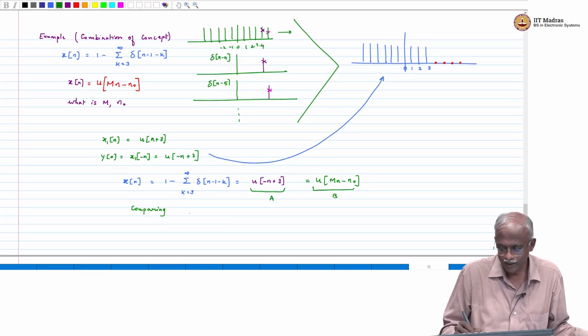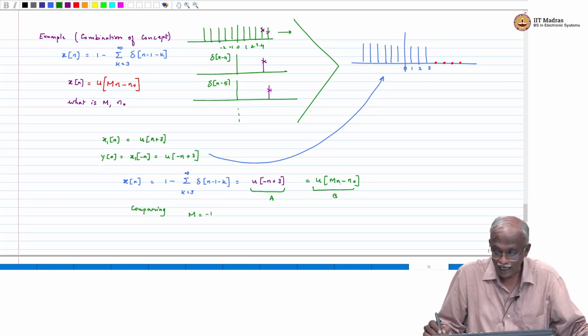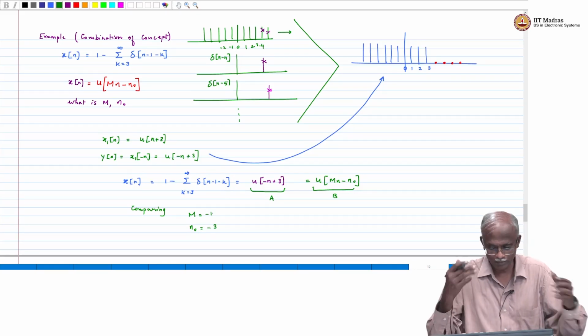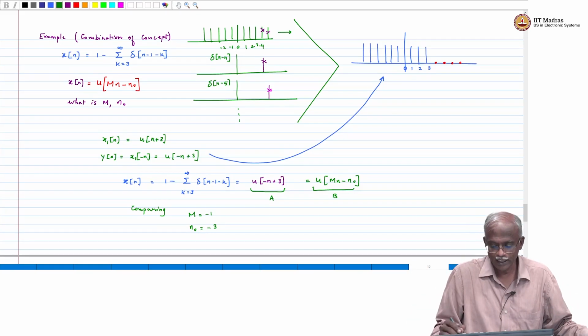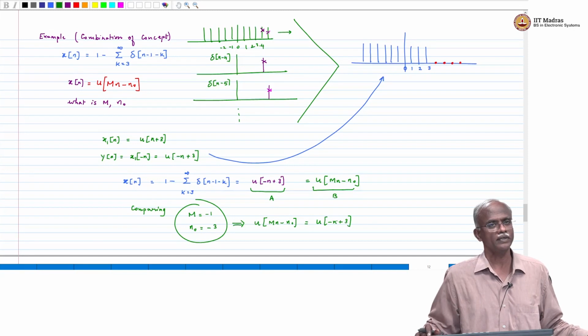Then what do you get? M is equal to minus 1. That's the time reversal, right? That is what is producing for you the time reversal. And what is n naught? Don't make a mistake, it is not plus 3. Basically, in order to get this particular expression, n naught has to be minus 3, because minus of minus 3 will give you a plus 3. Then if you substitute these two values, u of M n minus n naught will be the same as u of minus n plus 3, and that is the sequence that we are interested in.